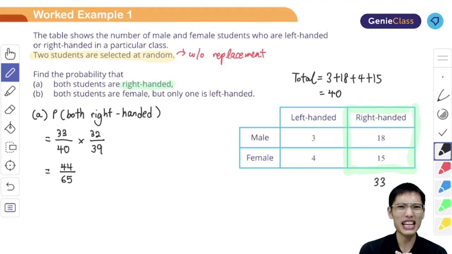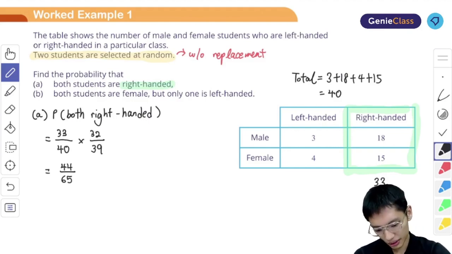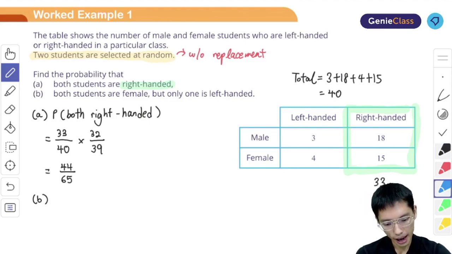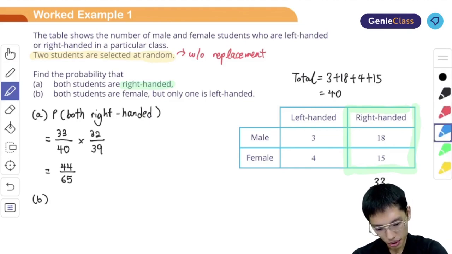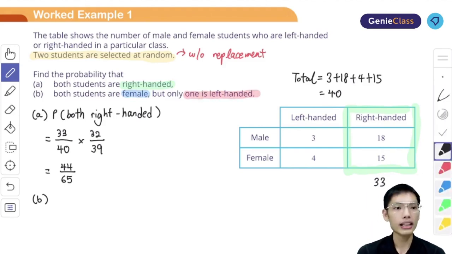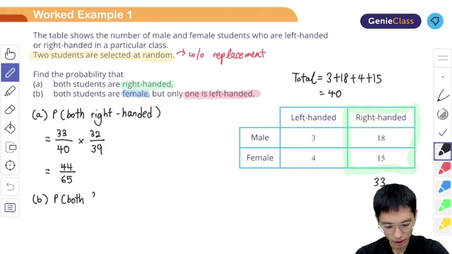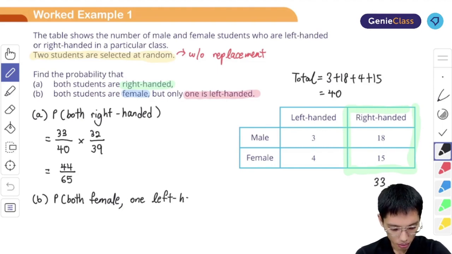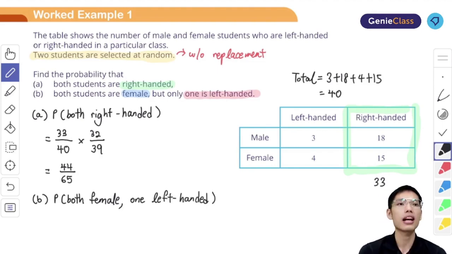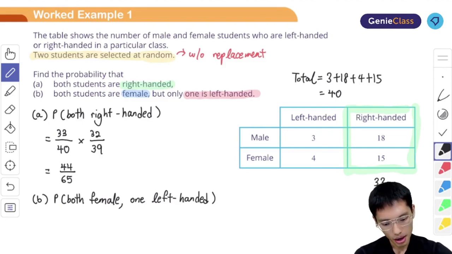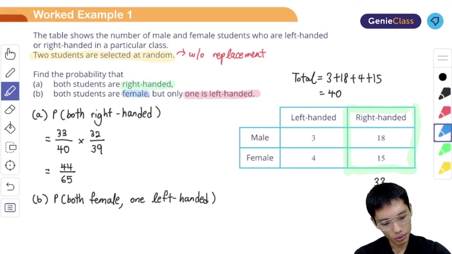Okay, now next one, it's a little bit harder because one thing we take note is both are female. Both are female, but only one is left-handed. So what does it mean? Okay, that means we have to look into more specific cases right now. Both female, and in this case, only one left-handed. So therefore, based on what we have, what are the different scenarios that can happen? So let's zoom in first, okay? Only one left-handed. So let's zoom into this case.